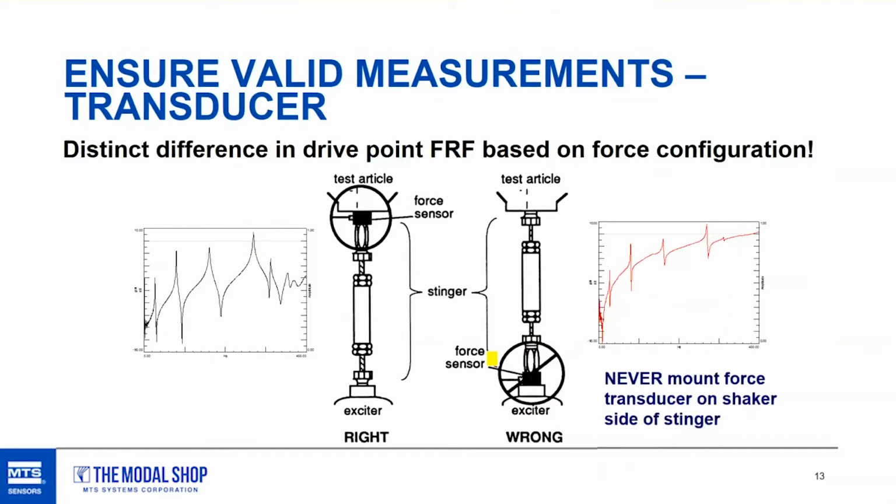On the left side, you can see a very clear driving point frequency response function with the peaks and the resonances. And on the right side, you can see the degradation of that same measurement, because the stinger starts to act as a mechanical filter between the shaker and the structure. So once again, never mount the transducer on the shaker side, always on the structure side.